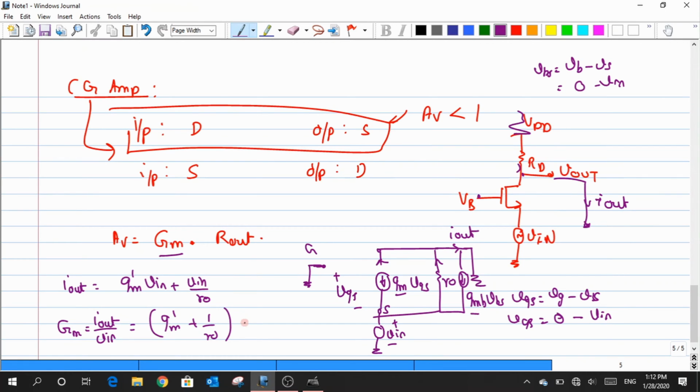Now that I've got this, what is my output resistance here? RD in parallel with... sure, right? No doubt in it. Okay, fine.